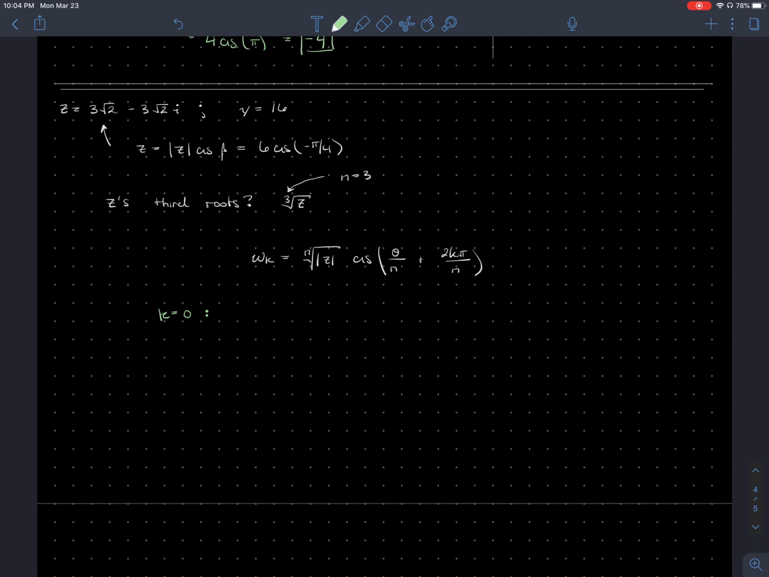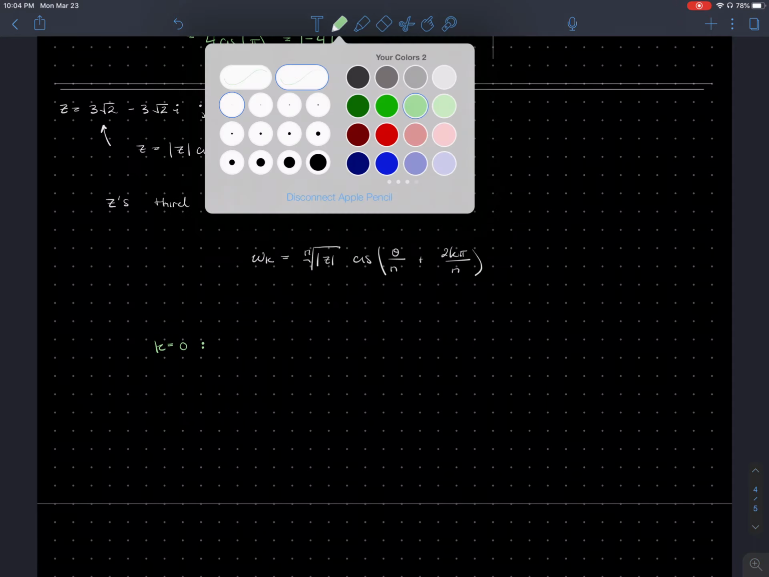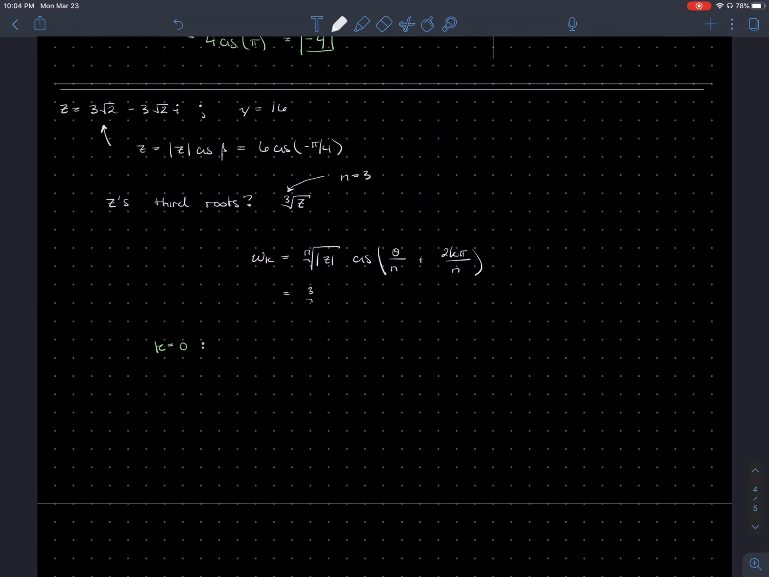When we plug in k equal to 0, maybe I'm getting a little premature because we actually haven't plugged anything in here yet. So we're going to take the cube root of our modulus, which is 6, times CIS of negative π/4 divided by 3 plus 2kπ divided by 3. And once again, let's move this down. Now we don't need to know the cube root of 6. We can keep that as is. We just know that this is some number. If we plugged it into a calculator, we'd get some decimal. So we can just keep it as is. So we have the cube root of 6 times CIS of negative π/4 divided by 3, which gives us negative π/12, and then plus 2kπ/3.